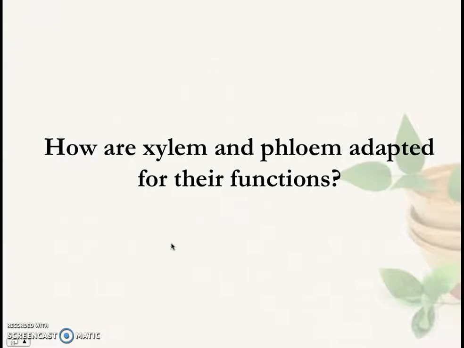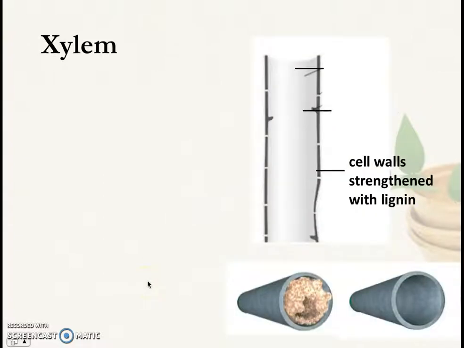Now, we've just learned about the xylem and the phloem, where they are found in the stem and the roots. And we know that the function of the xylem is to transport water and mineral salts, and the phloem to transport manufactured food products. But how are they adapted for their functions? How is their structure adapted for their functions? So that's what we're going to be looking at in the rest of this video. So let's start with the xylem.